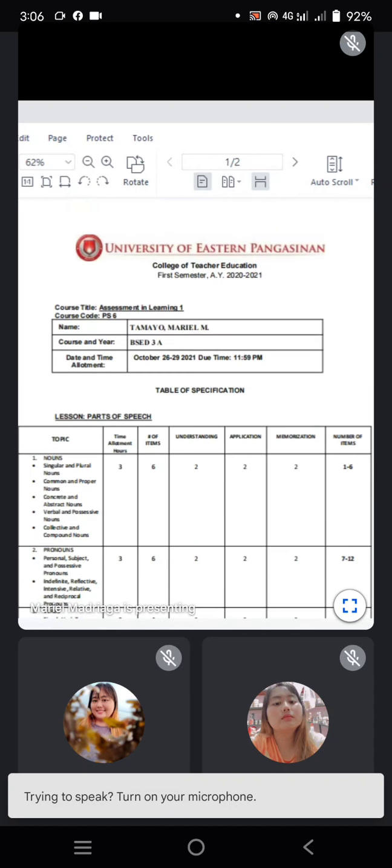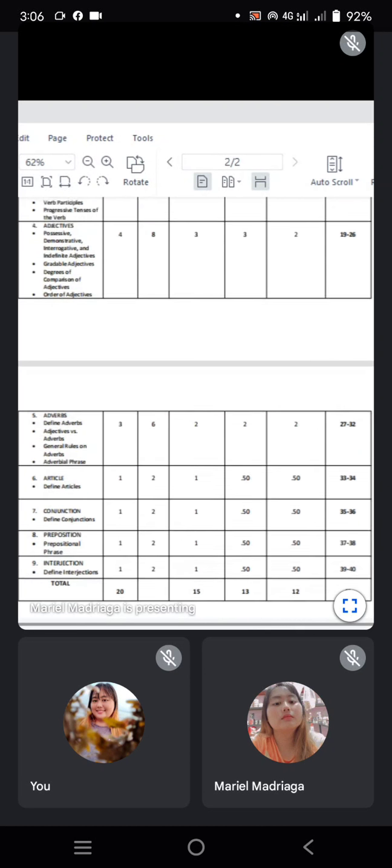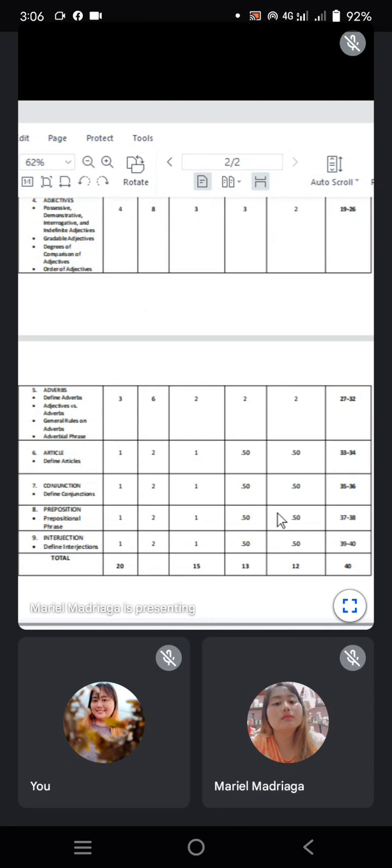So let's move on to the number of placements. So how did I get the numbers of placement here? As we have the number of items here 6, I have written here 1 to 6 and 6 again here, 7 to 12. And same goes up to the end of the topics, interjection, 39 to 40. We got 2 here, and that's it. We got 40 items here.